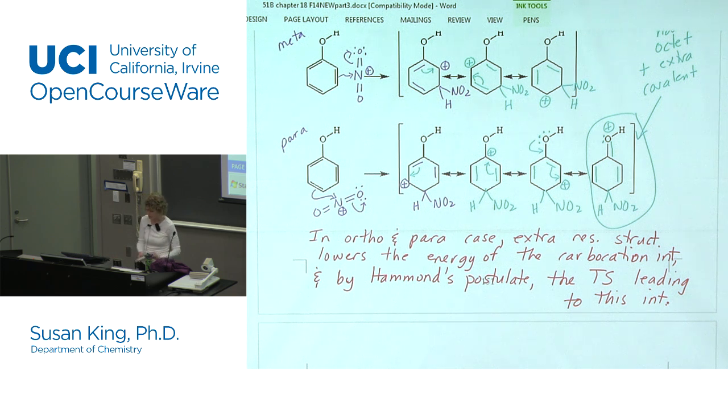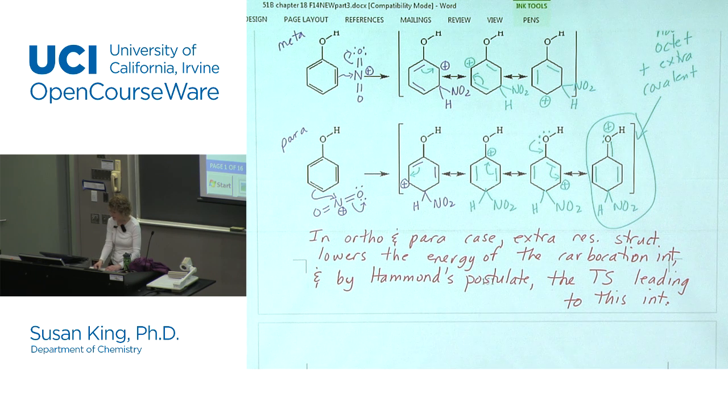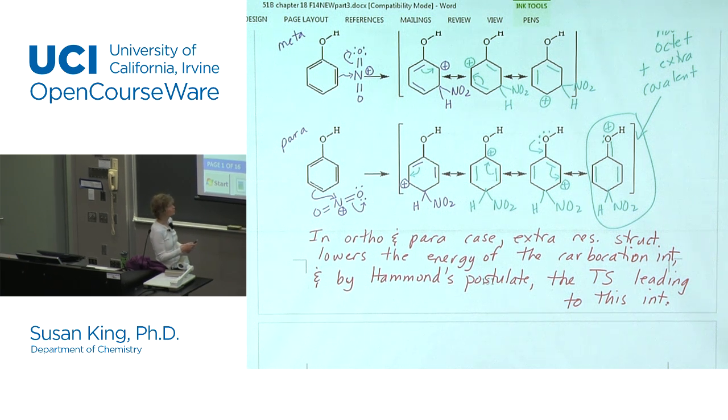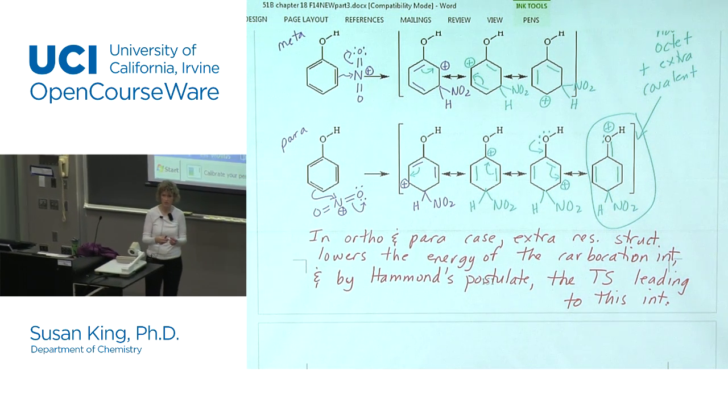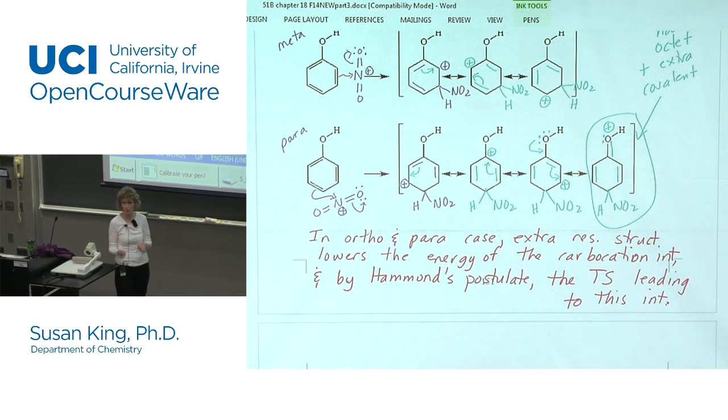I also want you, so we're going to have one of these mechanisms on the test. I usually have one where there's substitution already on the ring. So just to give you a little heads up on that. But what you want to make sure that you do is you check when you're doing resonance structures, because you'll get 2 points per resonance structure, that you don't duplicate, that you don't draw extra.